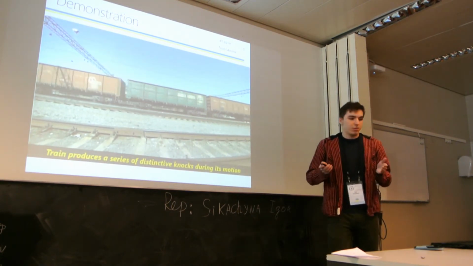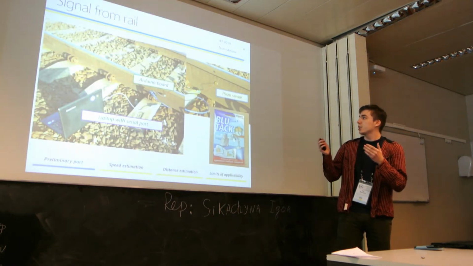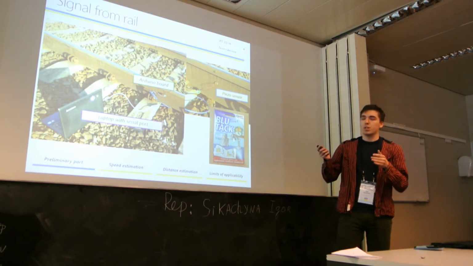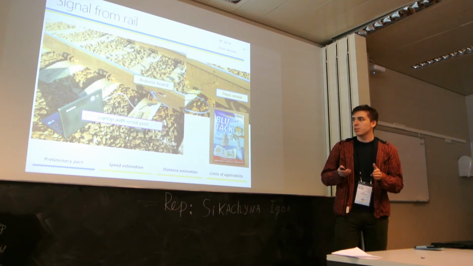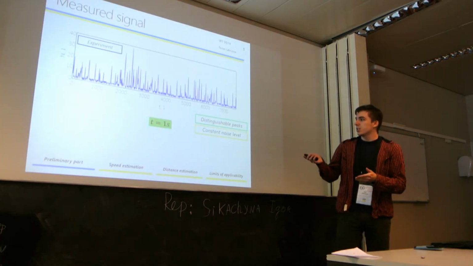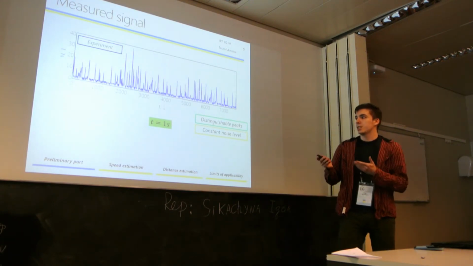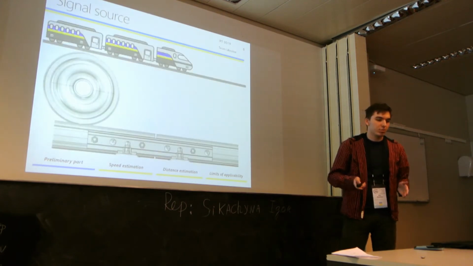And first we, of course, need to obtain the signal, and we do this by attaching a piezo sensor to the rails, from which we can, using our Arduino board, obtain the information about the displacement of the rail and obtain the signal. And here's an example of the obtained signal, and we should understand what produces this signal, what the sources of the signal are. And we understand that there are multiple sources.